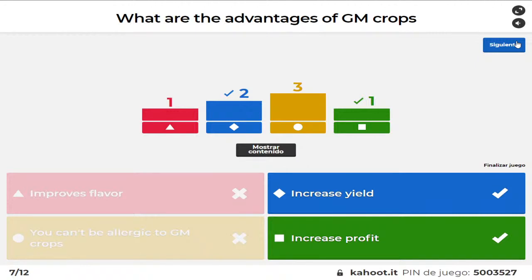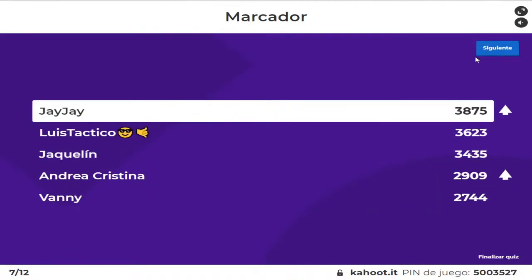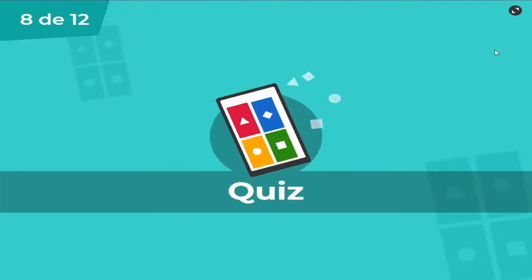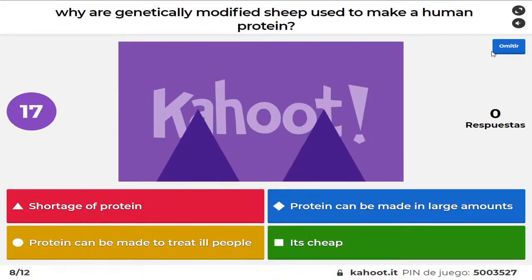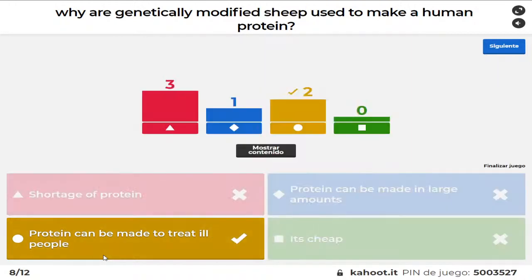Okay, so 5 people have it correct. And let's see who is winning. Okay, you're winning again, Vale. Okay, Vale, Luis, Jackie, Andrea, and Fer. Okay, let's continue with the number 8. What are genetically modified sheep used to make a human protein? Shortage of a protein. Proteins can be made in large amounts. It's cheap. Or proteins can be made to treat ill people. Proteins can be made to treat ill people, okay?